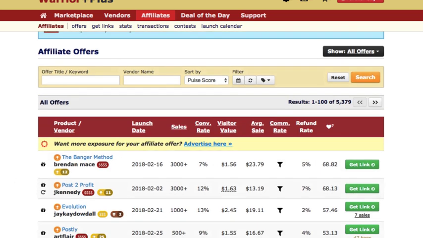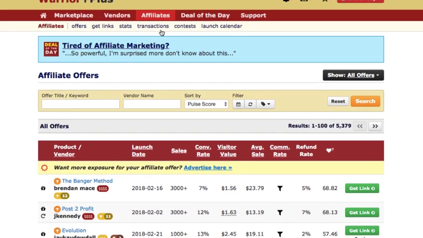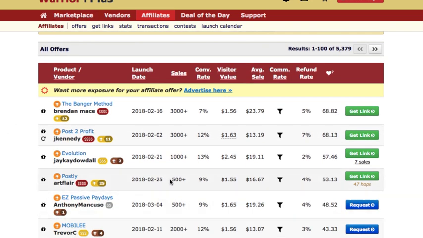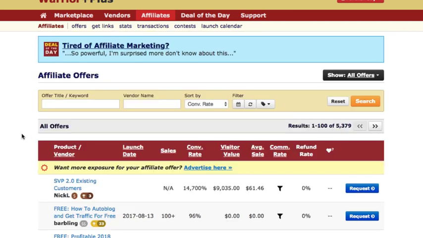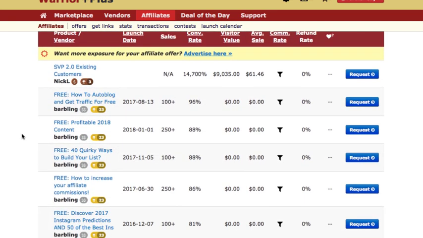But what you're going to want to do is come to the marketplace, click on offers up here, and then sort by conversion rate. So you want to click on conversion rate here at the top, and then it's going to basically sort by the best conversion rate. As you can see here, you're going to see some products converting at like 96% and 88%, which is kind of unheard of. But it's because the vendors or the product owners have given away these products for free.